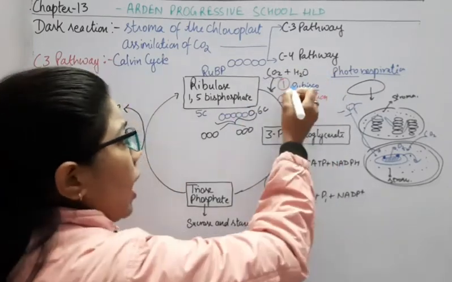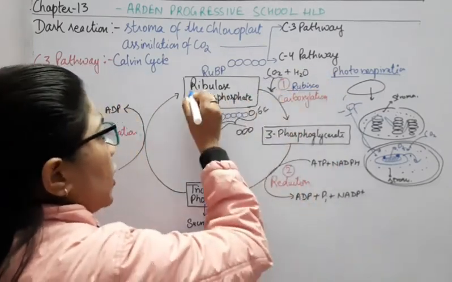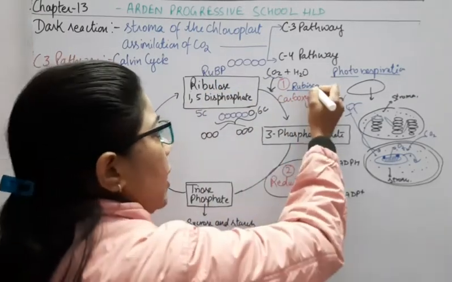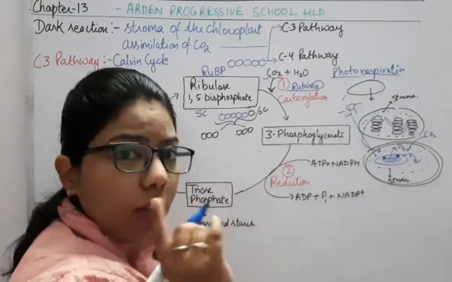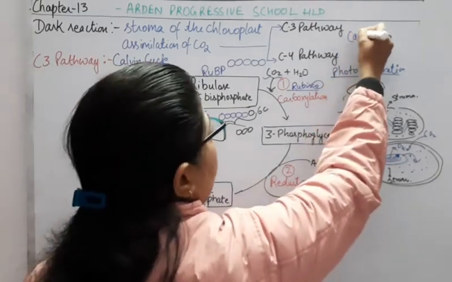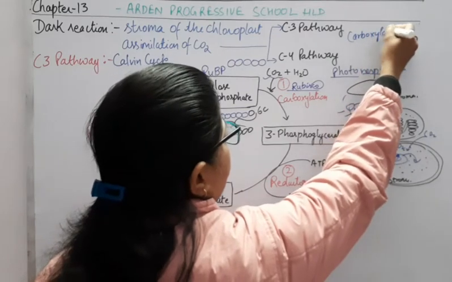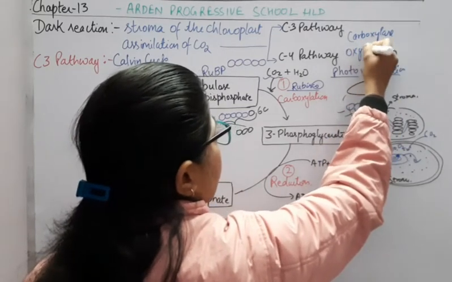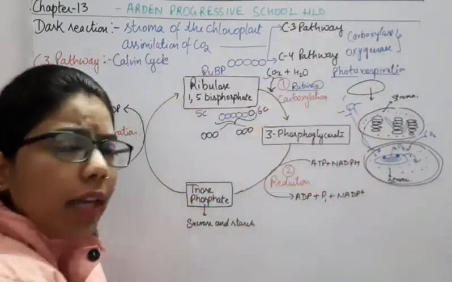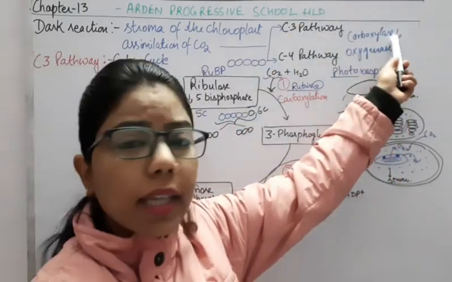It means that RuB, ribulose bisphosphate, as well as this C and O is relating to the carboxylase. I am writing here carboxylase and oxygenase. Carboxylase and oxygenase, and both are what? These are the enzymes, because there is ASE.